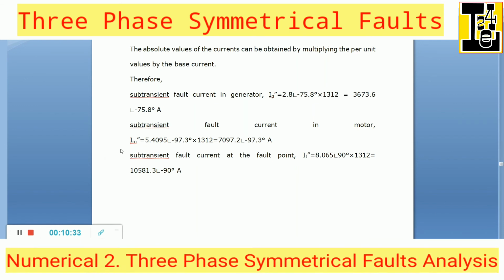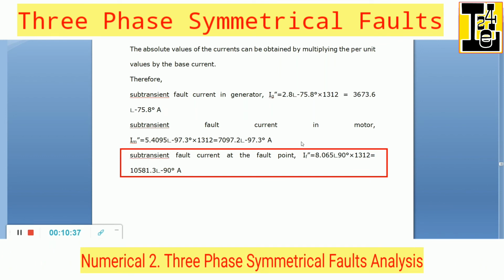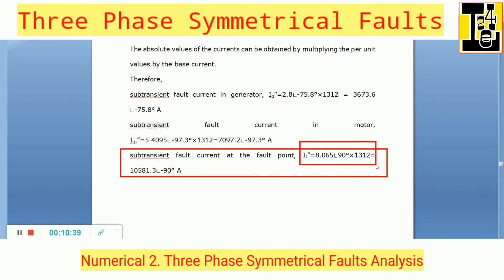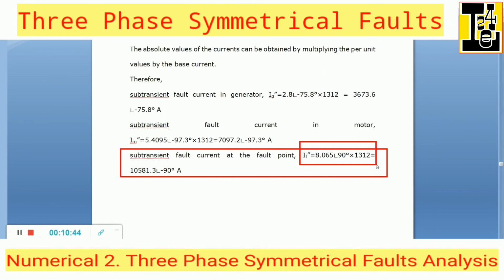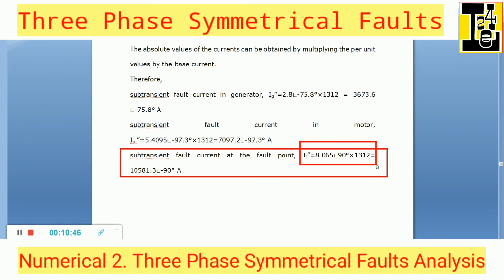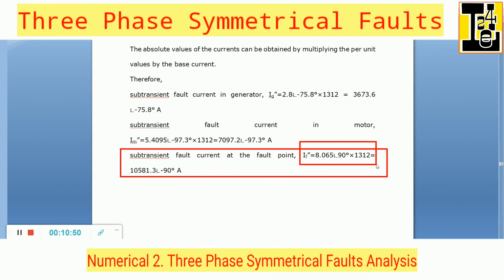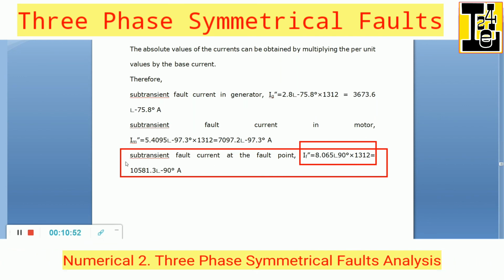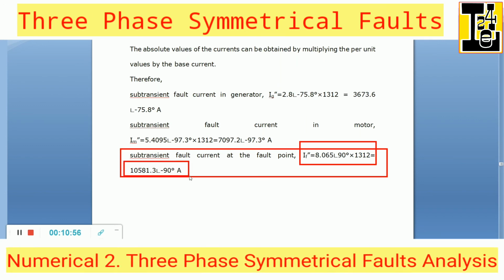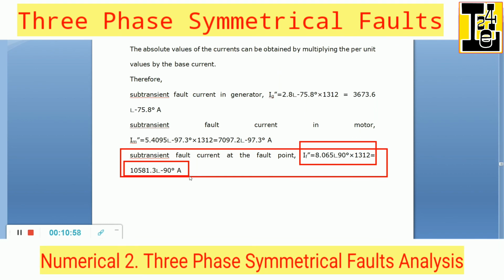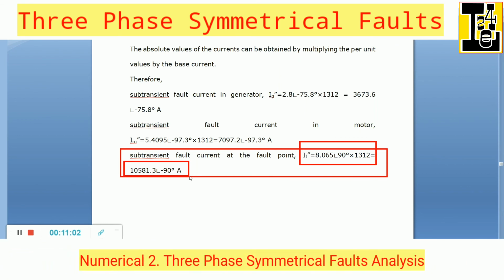Finally, the subtransient fault current at the fault point If double dash is equals to 8.065 at an angle 90 degree, that is the per unit value, is multiplied with 1312, that is the base value, will give you 10,581.3 at an angle minus 90 degree ampere. That is the actual value of the subtransient fault current at the fault point.